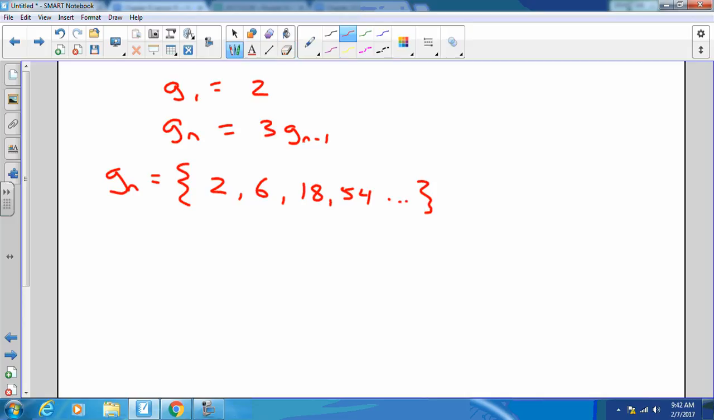2, 6, 18. And what kind of sequence did you identify this as? It's geometric. It kind of helps that I labeled it as G. Yep. And what closed form do we have for it? 2 times 3 to the n minus 1. Exactly so.